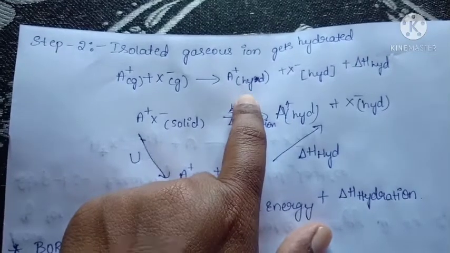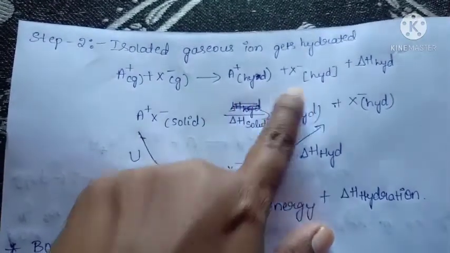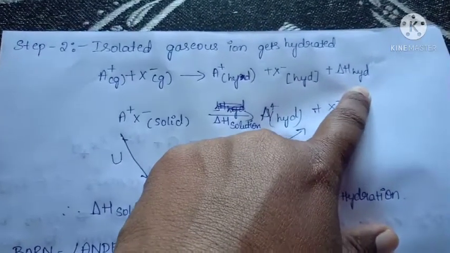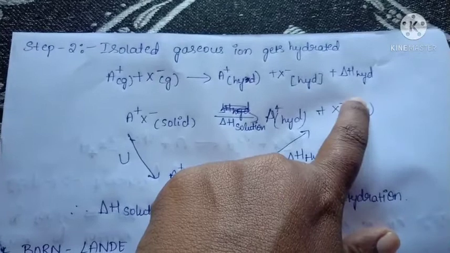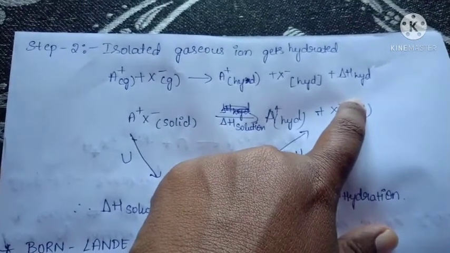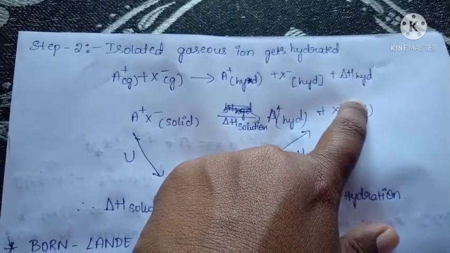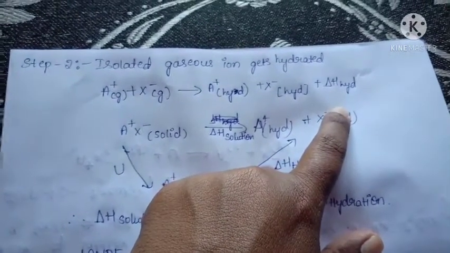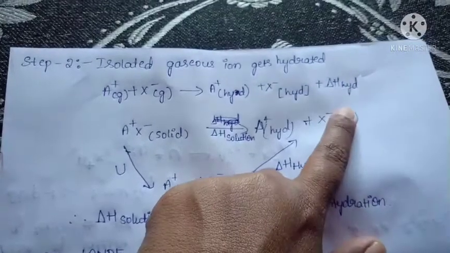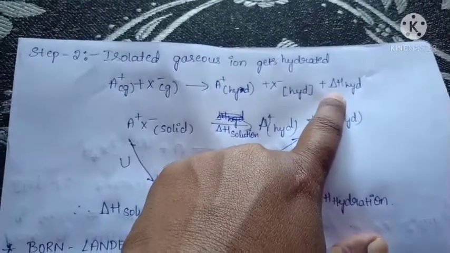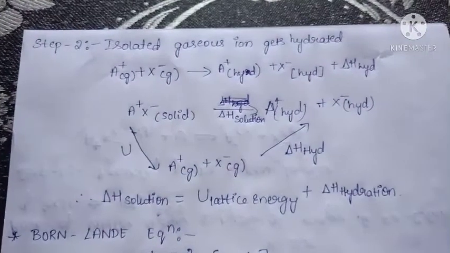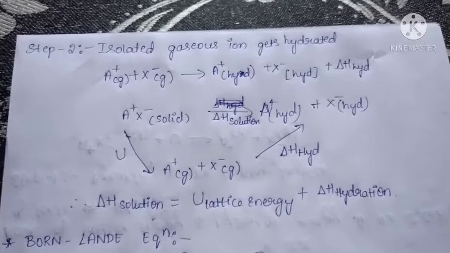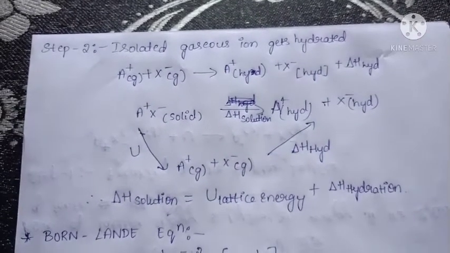Then the gaseous ions get hydrated. And in that, some high energy is released. This is called hydration energy or the hydration process. And when liberation of energy takes place, that reaction is exothermic. This reaction is exothermic. Mind it. When energy is absorbed, the reaction is endothermic. When energy is released, the reaction is exothermic.